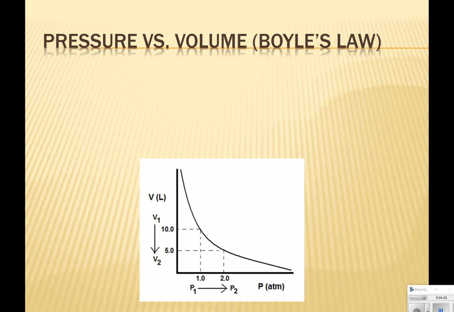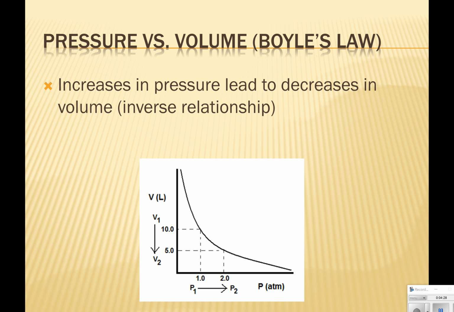Now, the first law that we'll take a look at is Boyle's law. And Boyle's law relates pressure and volume of a gas. And the law states that an increase in pressure leads to a decrease in volume. And the key point here is that this is an inverse relationship. And it says that the product of the initial pressure and initial volume of the gas has to equal the product of the ending pressure and volume of the gas. And we see our inverse relationship graph between pressure and volume here.